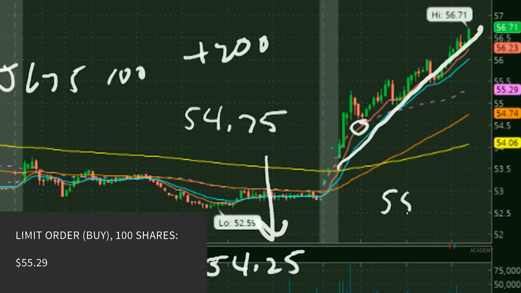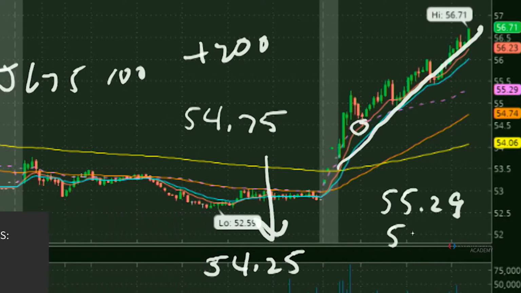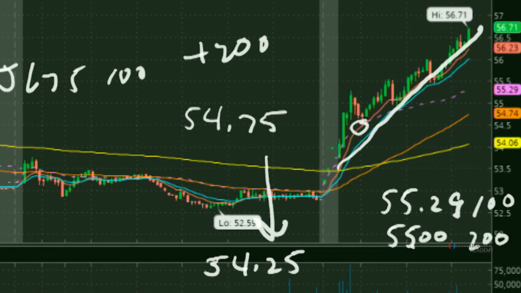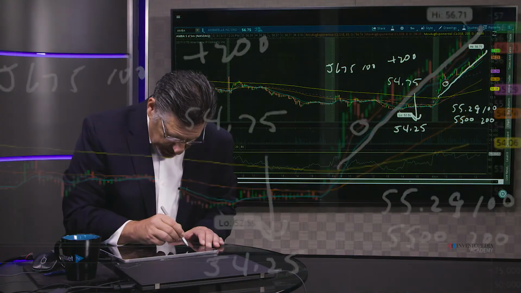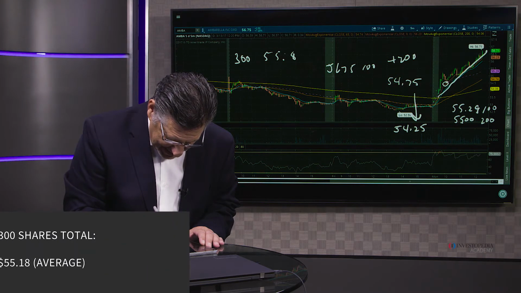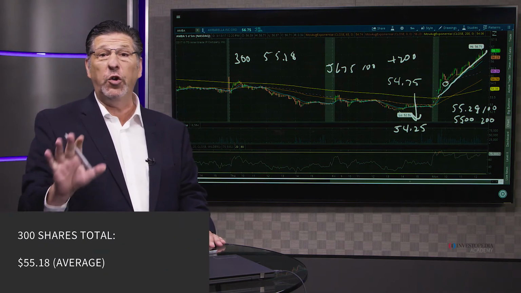$55.29, and then it hit our 15 at $55. We bought 100 shares at $55.29 and 200 shares at $55. Our average, 300 shares, let's call it $55.18. Now we have entered into a full trend trade.